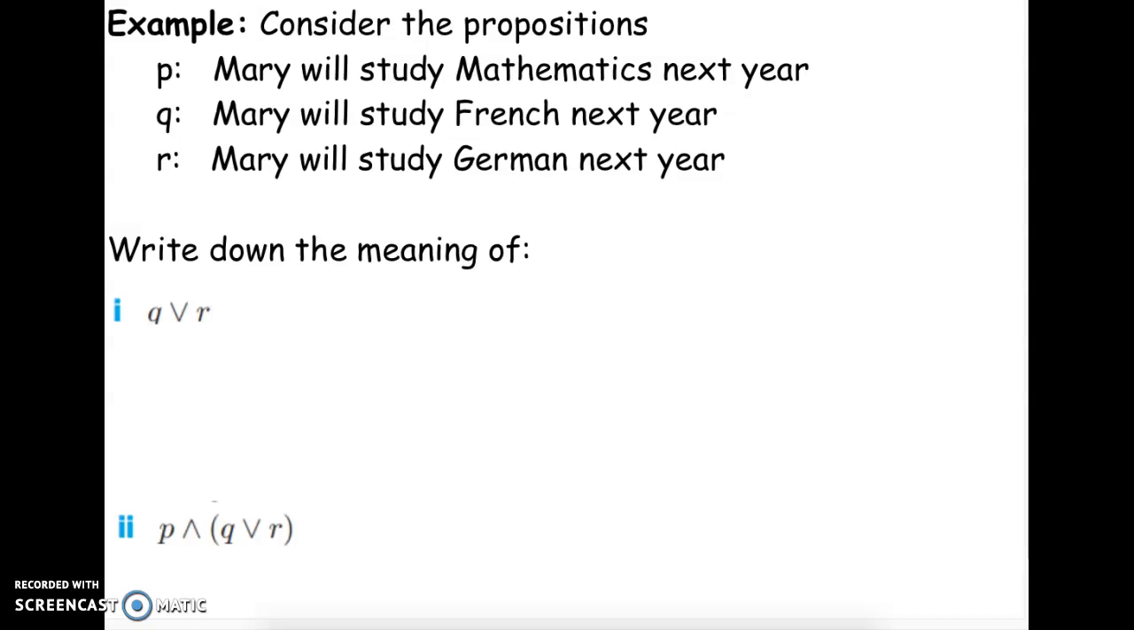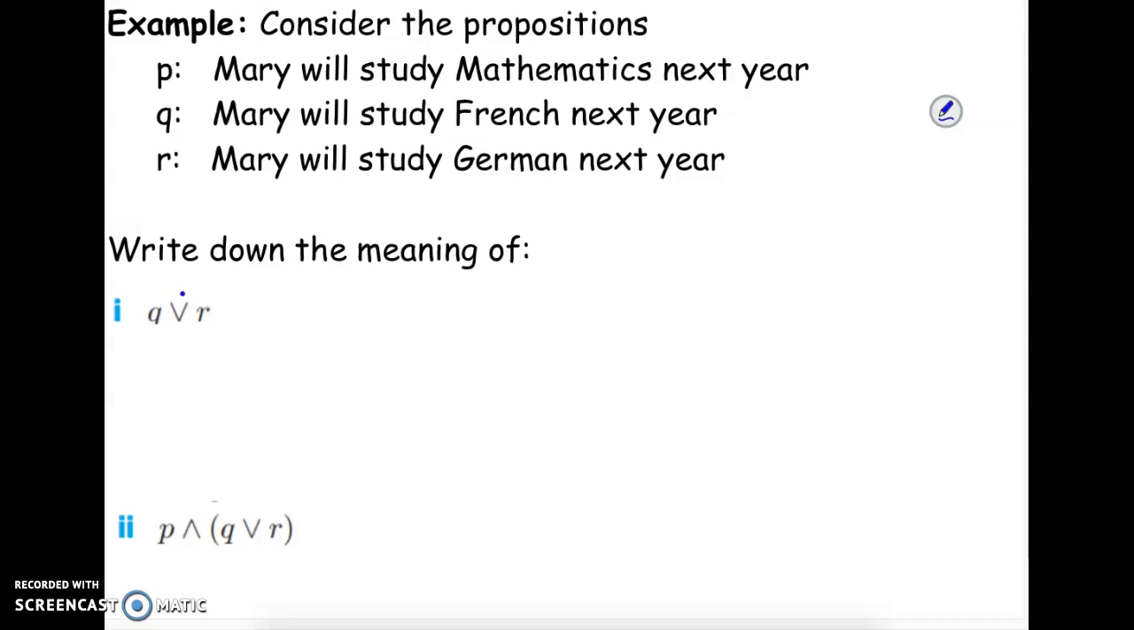Here's part of lesson 8C2 where we're going to give you 3 propositions with some symbols, and we want you to write down what the meaning is. So proposition P says Mary will study mathematics next year. Proposition Q, Mary will study French next year. Proposition R, Mary will study German next year. So the first example says Q or R.